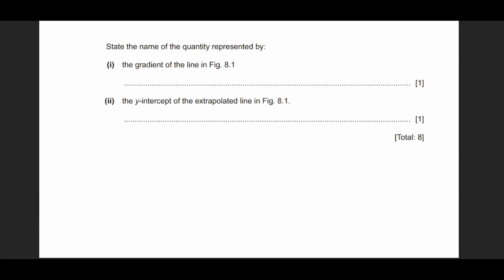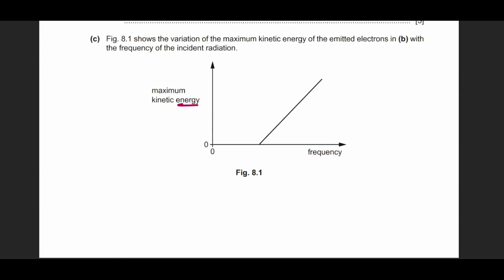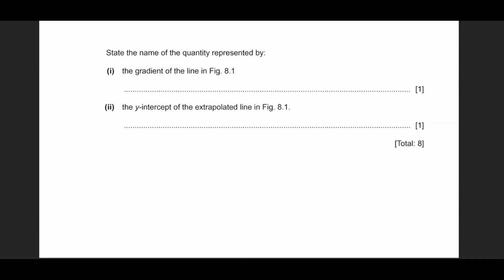So he says, what does the gradient of the line represent? So how can we do that? We have energy divided by frequency. So we have E equals hf. If I take f over there, this becomes E divided by f equals h. So this is Planck's constant.